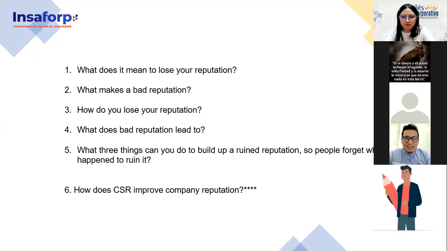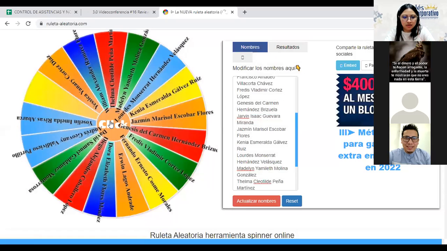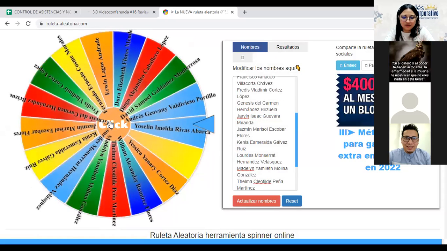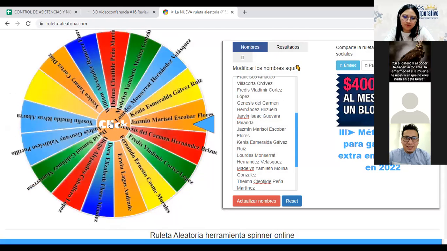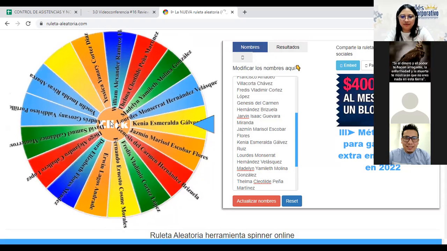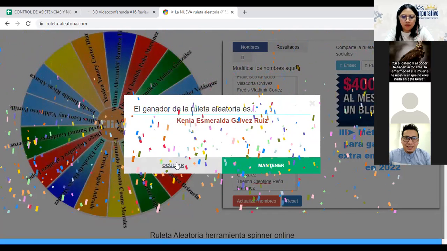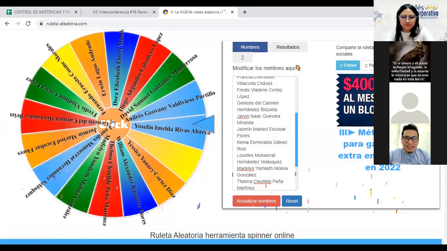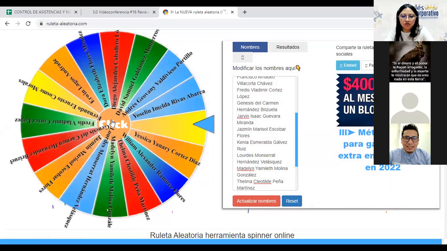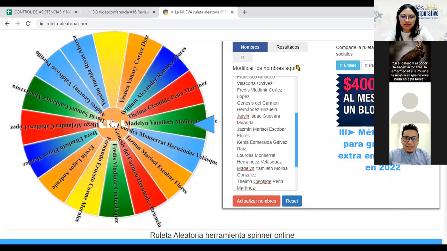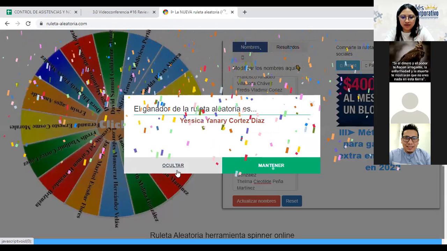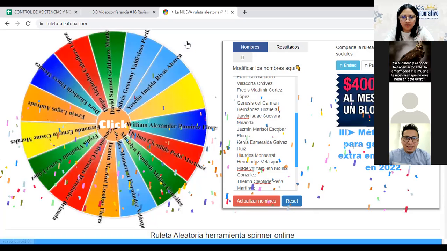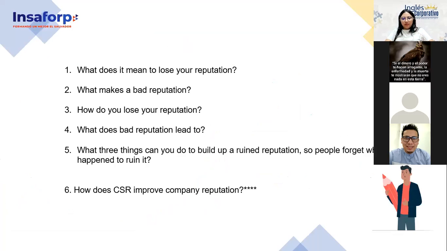Let me have two volunteers. The first one is going to be Kenya. And the other one, question number three. Kenya and Janari. Kenya and Janari. Okay. Let me know your opinion. How do you lose your reputation?